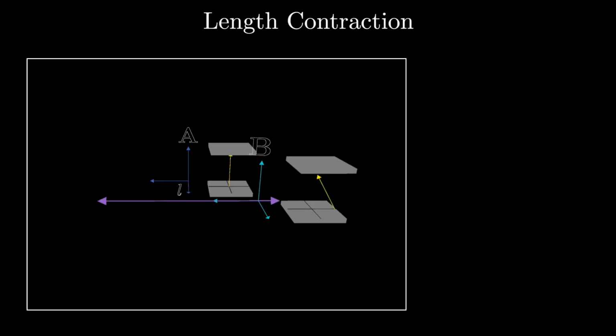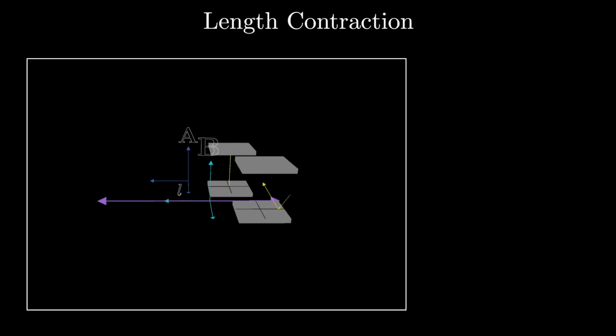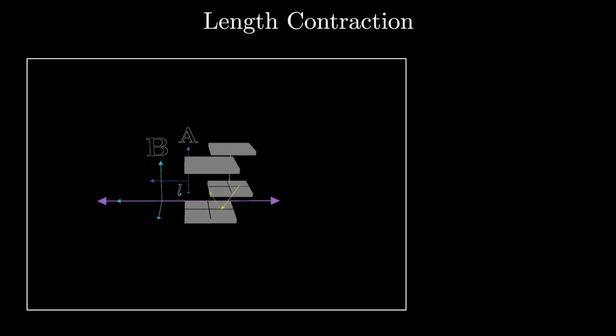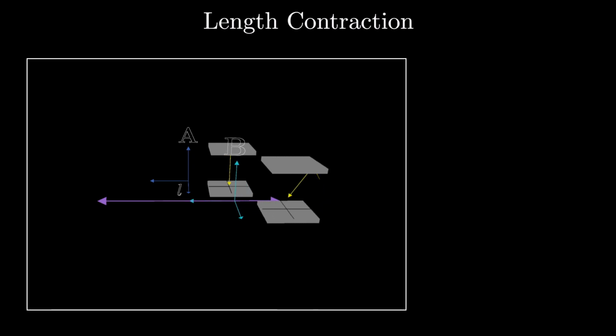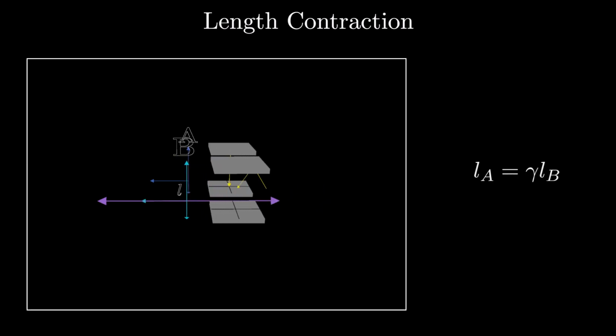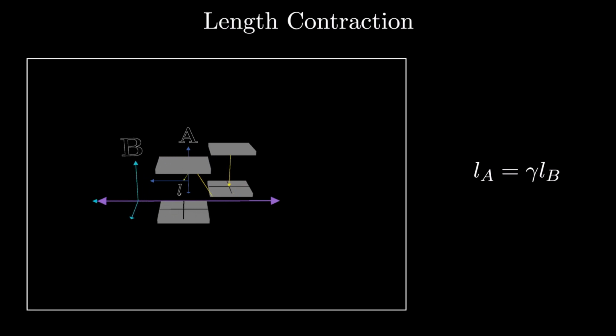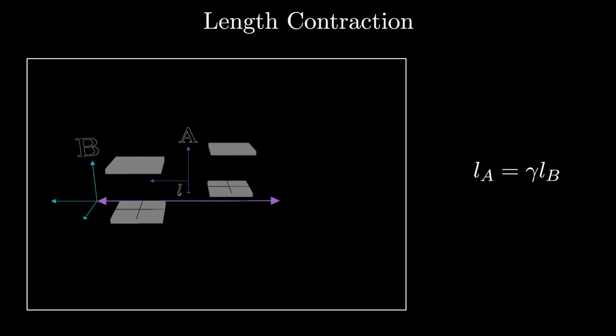Next, we showed that the length of an object that is moving relative to you gets contracted, which means that you measure a shorter length than an observer that is at rest with the object. If that object is at rest in system A and moving relative to system B, then the length measured in A is longer than the length measured in B, also by the same relativistic gamma factor as before.